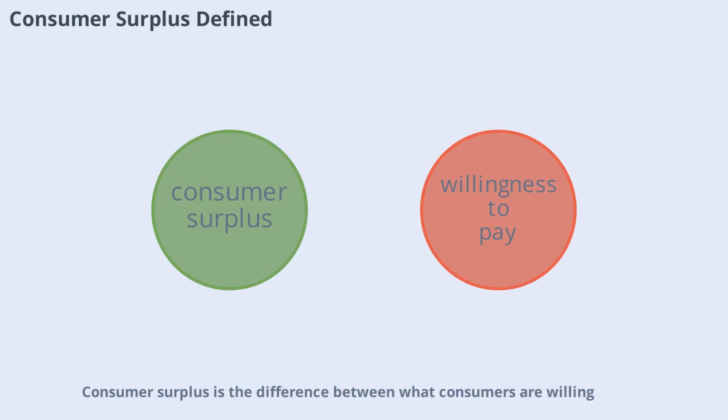Consumer surplus is the difference between what consumers are willing to pay for a good and what they actually pay. It's a measure of the extra happiness or value buyers get when they purchase something for less than their maximum price. Think of it as a bonus for shoppers. The bigger the gap between willingness to pay and actual price, the greater the consumer surplus. This concept helps economists gauge how much consumers benefit from market prices.